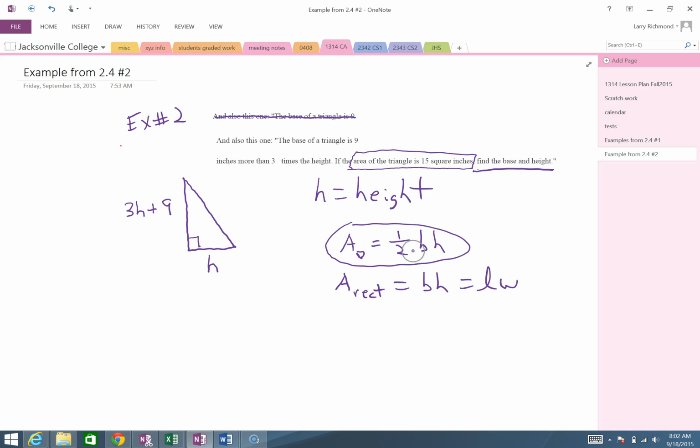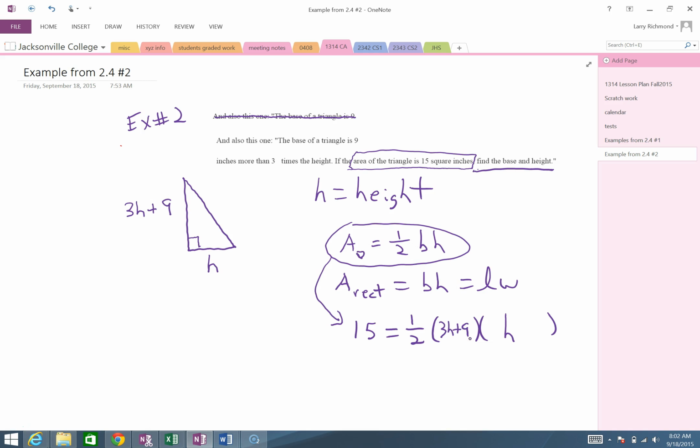Now I'm simply going to substitute base and height into this. The area we know to be 15, so the area of my triangle is 15 equals 1/2. Now I simply need to substitute these two quantities in. Well, height is staying as height. My base is this, 3h plus 9.